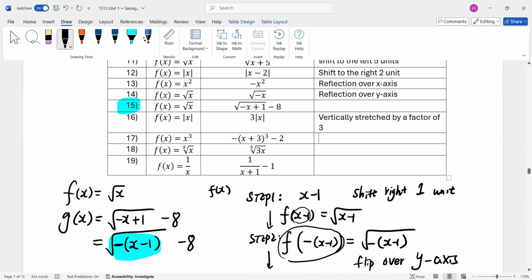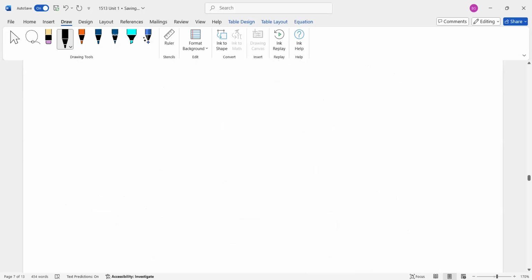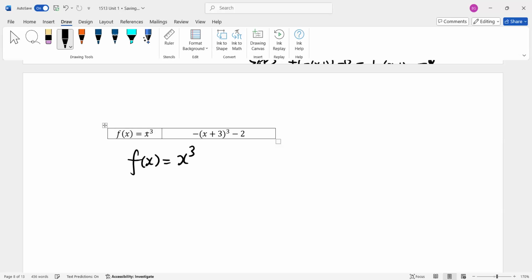And number 17, yeah, number 17 is a good one. I'm gonna start a new page and I can do this here probably. Okay, here. The mother function is the cubing function, okay? F of x equals x cubed, which is y equals x cubed.